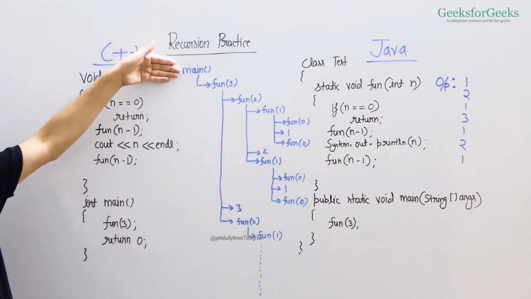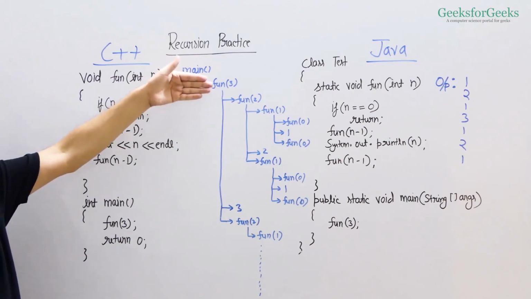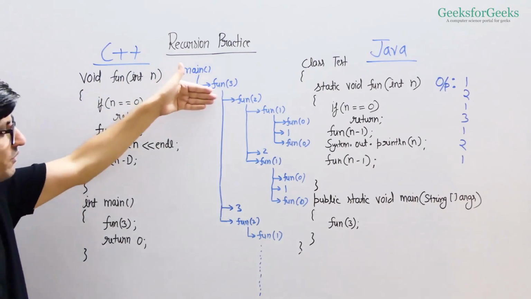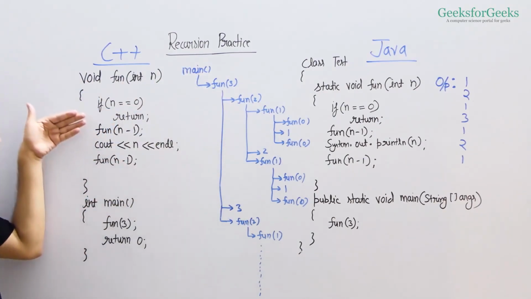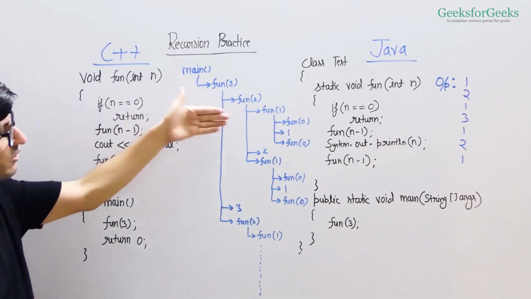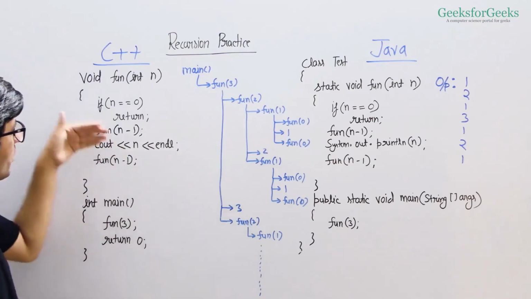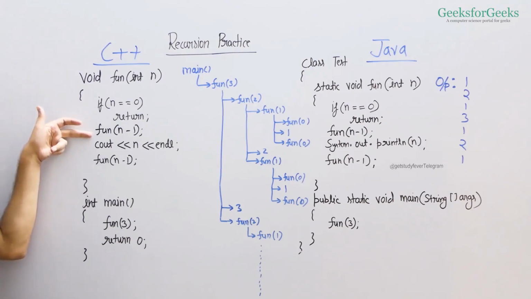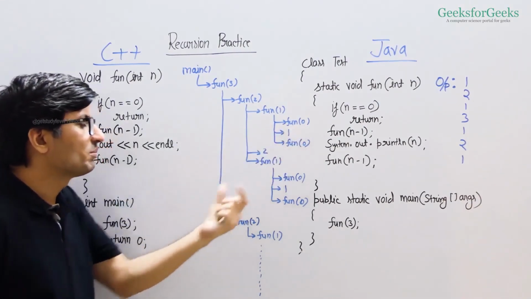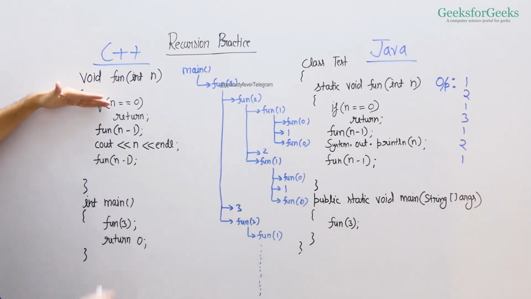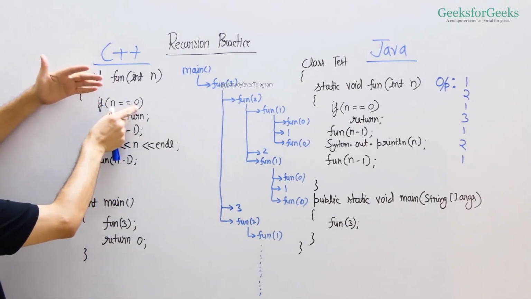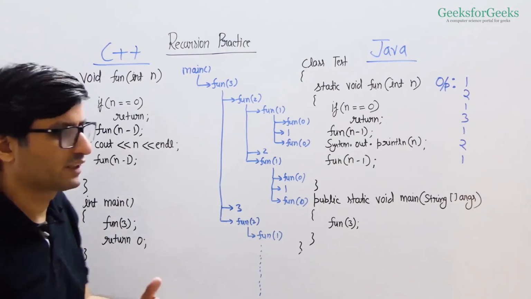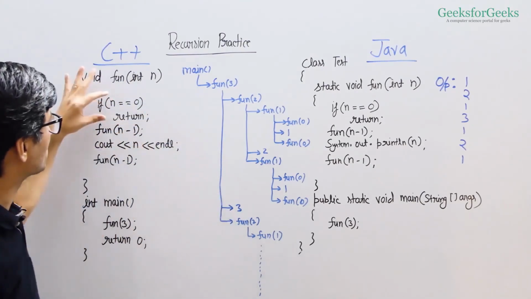We begin our execution from main. Main calls fun3. Fun3, when it begins its execution, checks if n is 0 or not. N is not 0, so it calls fun2. Fun2 also checks if n is 0 or not. N is not 0, so it comes here and calls fun1. Fun1 again begins its execution from here and checks if n is 0 or not. N is not 0, so it comes here. When fun0 is called, fun0 begins its execution from the same point, and it goes inside this if condition because n is 0 this time. It immediately returns, does not make any more recursive calls, and that's where our recursion terminates. That's the purpose of this base case.